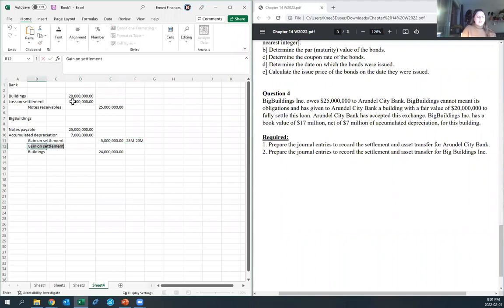And they're also going to have a gain on disposal of assets of, it's your fair market value, so the 20 million, minus your book value of 17 million. So 20 minus 17 million. And then these two should equal, so that's 32 million and 32 million. And so that's the transaction for Big Buildings.